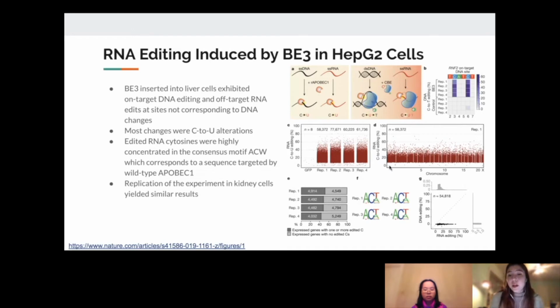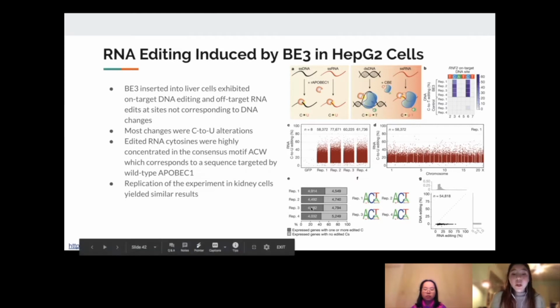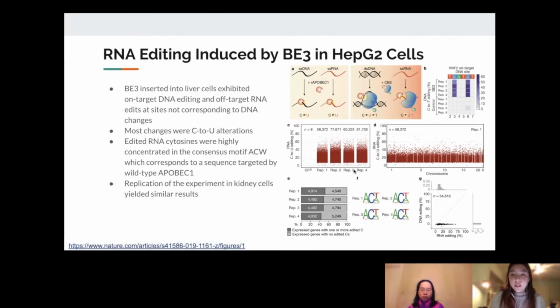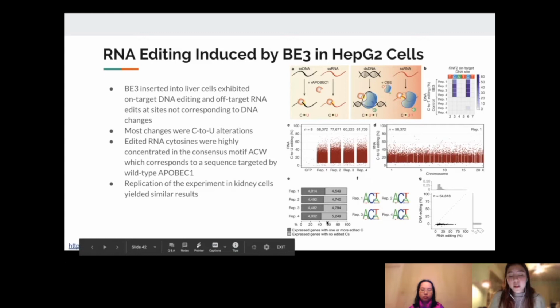And if we look at D, we can see that this editing is very well spread out throughout the entire chromosome. It's also shown on E that in all 4 of the replicates, which have DNA editing for C to T induced by the BE3, almost between 42 and 45% of expressed genes had 1 or more edited C, which is a whole lot.